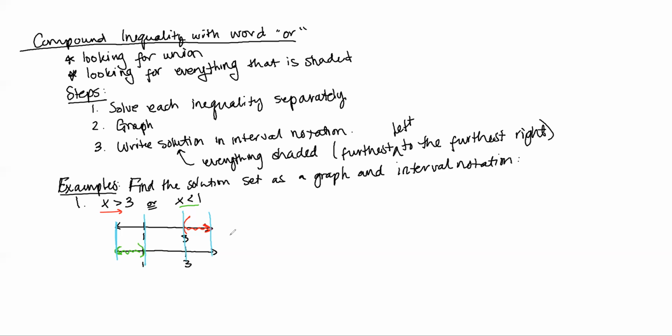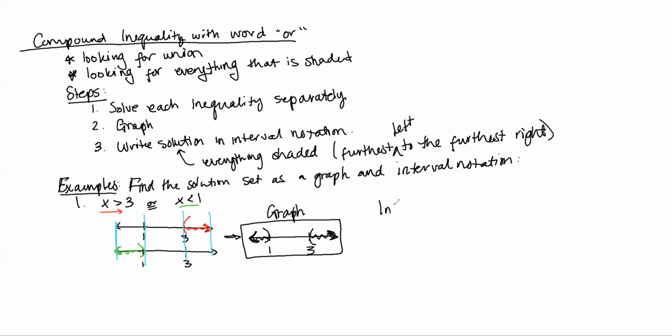And so let's go ahead and combine these into 1. Again, put 1 and 3. So we're going to have everything to the left of 1, everything to the right of 3. And now this is the part that's kind of weird. We want to write this as an interval. So this is our graph.